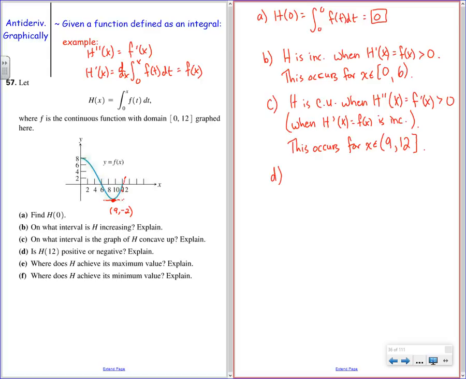Well, it goes from 0 to 6. We know that h of 0 is 0, so we know an initial starting point, right? And then h of 12, what has happened or what has occurred? How can we think of antiderivatives? You guys told me area, right? But as you go from 0 to 12, they're asking, is this positive or negative? Isn't that this area right here?